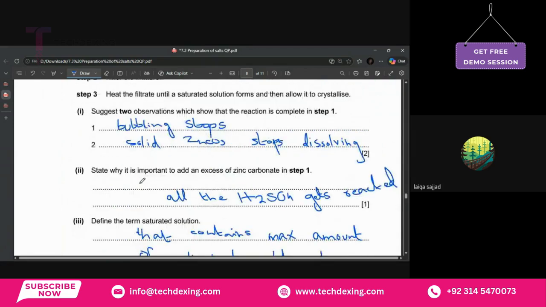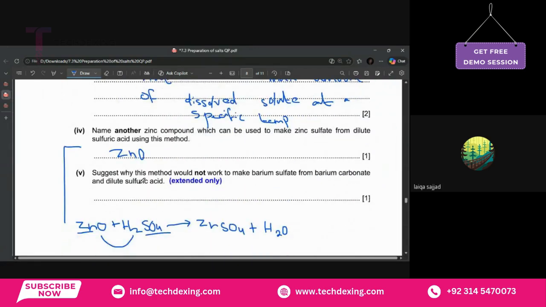Okay, suggest why this method would not work to make barium sulfate from barium carbonate and dilute sulfuric acid.